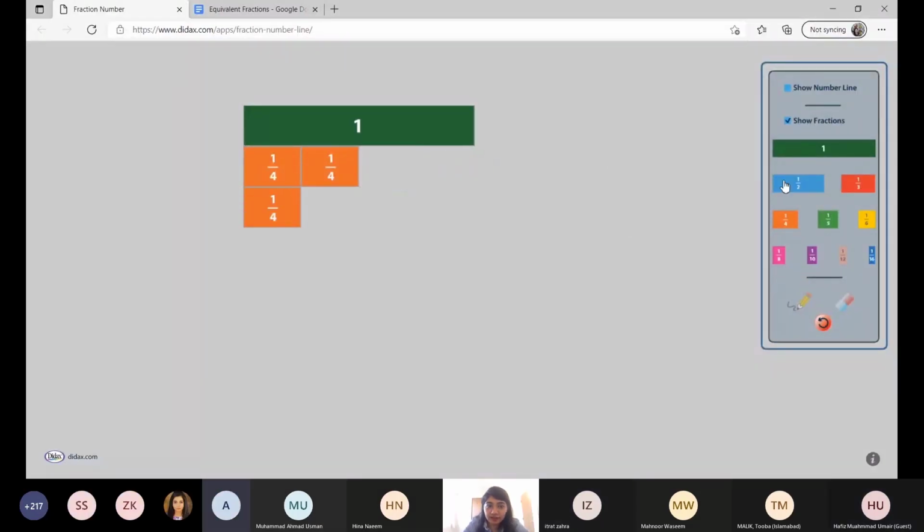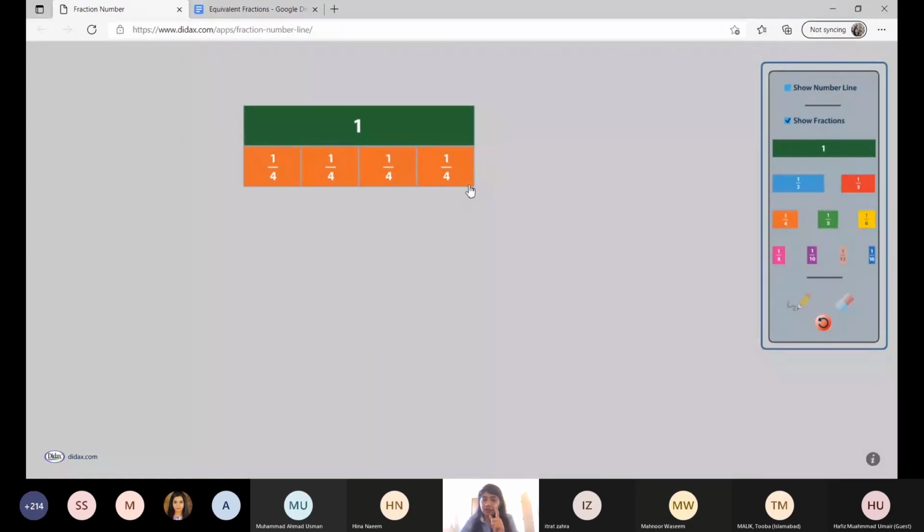So this is an interactive app. So this is like we'll try to build a fraction wall, okay? So this is one, and the question was how many 1/4 make one whole, right? So 1/4, 1, 2, 3, 4. Four. So four 1/4 make one whole.